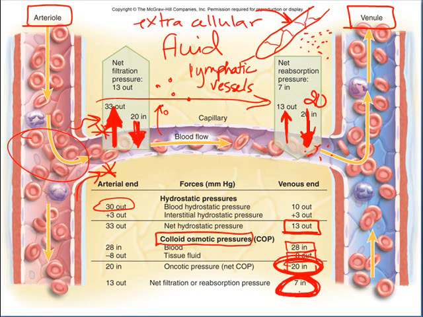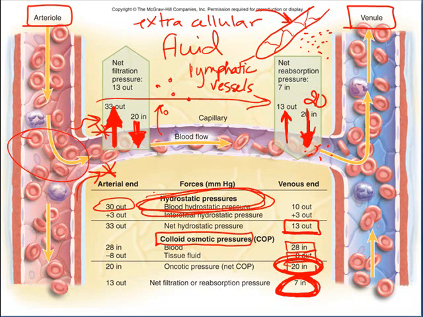So key things to remember here. Colloidal osmotic pressure remains the same along the entire length. The thing that changes, the thing that determines that items get forced or filtered out on the arterial end and reabsorbed on the venule end is because of changes in the blood pressure. Right there. That's the key. Blood pressure drops. Therefore, we go from forcing things out of the blood on the arterial end to pulling things into the blood on the venule end.